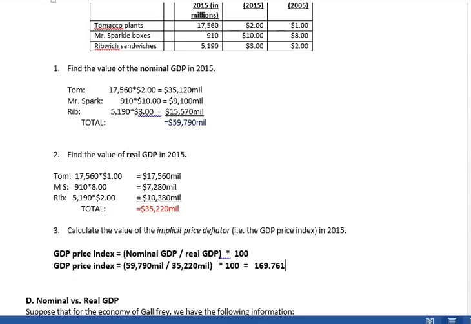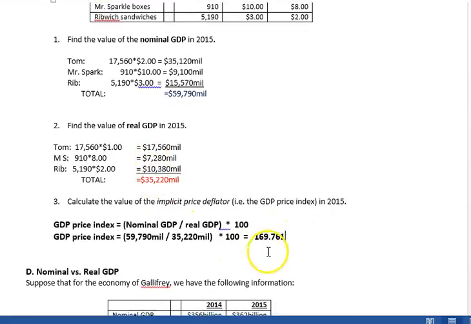169.761. Usually these indices are written out to 3 decimal places. And this is not dollars, this is not a percent, it's a price index, it's just a value. So we would write it just like that, 169.761. Okay, that is the value of our deflator. Nominal value, divide by real value, times 100.